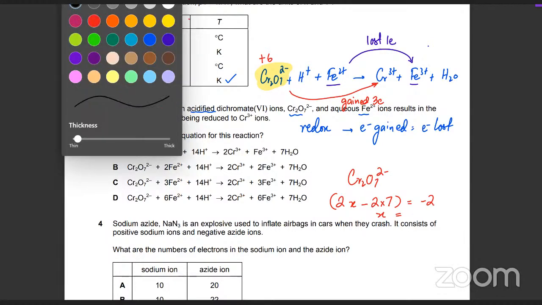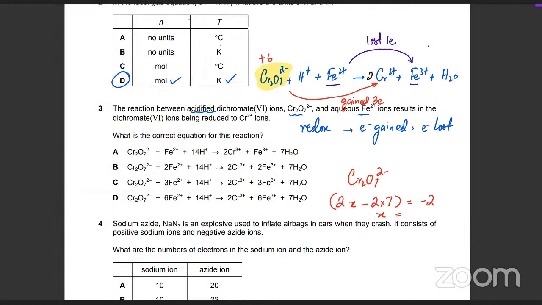Now there are 2 Crs on the left side, so there would be 2 Crs on the right side as well. That would mean, since each Cr is gaining 3 electrons, 2 Crs will be gaining a total of 6 electrons. We said that Cr is +6, right? And over here Cr is +3. So if it goes from +6 to +3, and there are 2 of them, they're gaining 6 electrons.